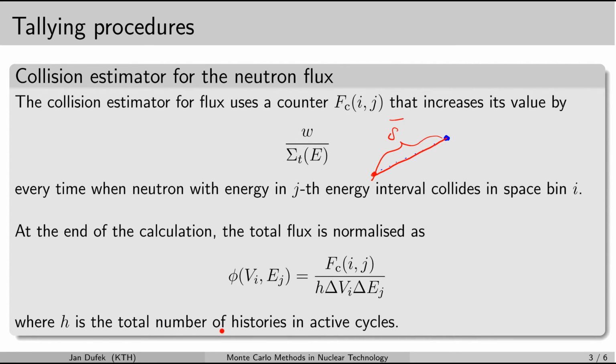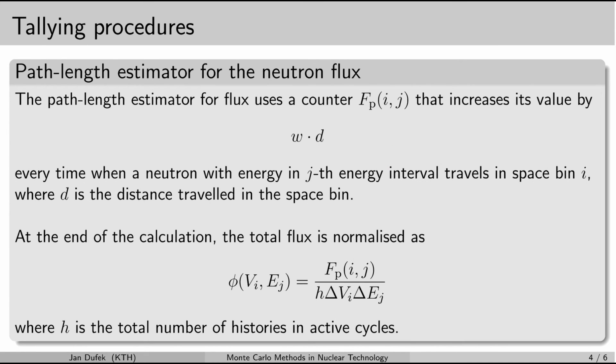H is the total number of histories in active cycles, and some codes also normalize the neutron flux by the volume of the spatial zone and the width of the energy bin. However, here you have to be very careful, because very often the normalization by the volume of the spatial zone and the width of the energy bin is not done by default. Sometimes you have to instruct the code in the input file to perform this normalization for you.